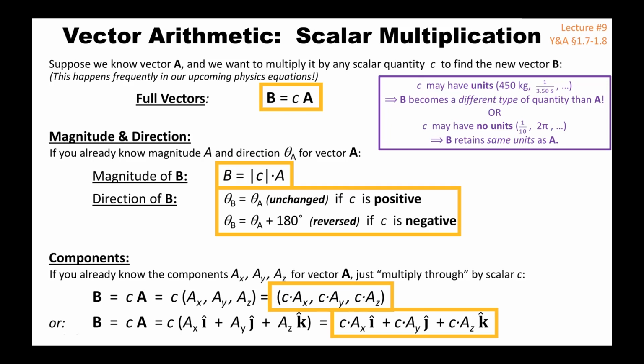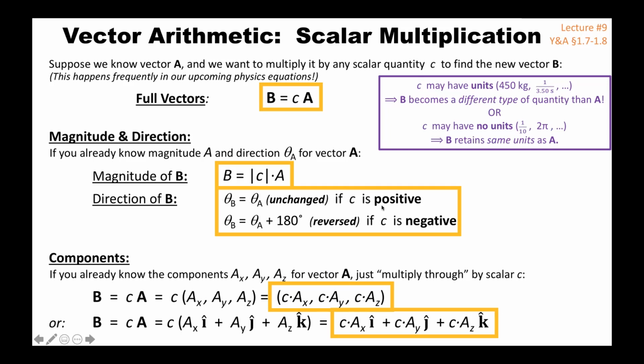Okay, how do we do it? Well, there's sort of two approaches on this slide. The first approach is if you know the magnitude and direction of vector A. If you already know magnitude and direction instead of components, which is down in the bottom half, then here's the approach. To get the magnitude of the new vector B, multiply the magnitude of A by the absolute value of your scalar. So we're just basically taking the scalar, and if it has a minus sign, strip it off. Otherwise, leave it alone.